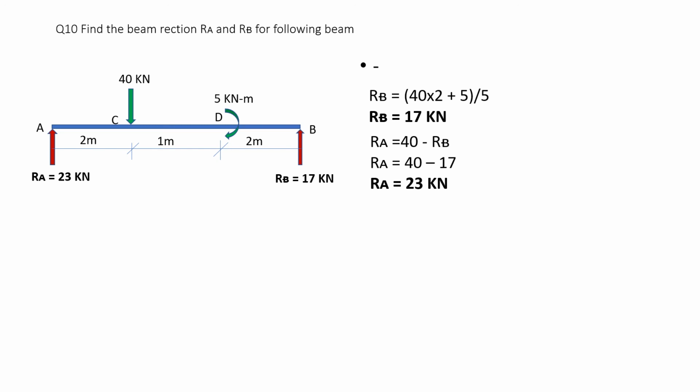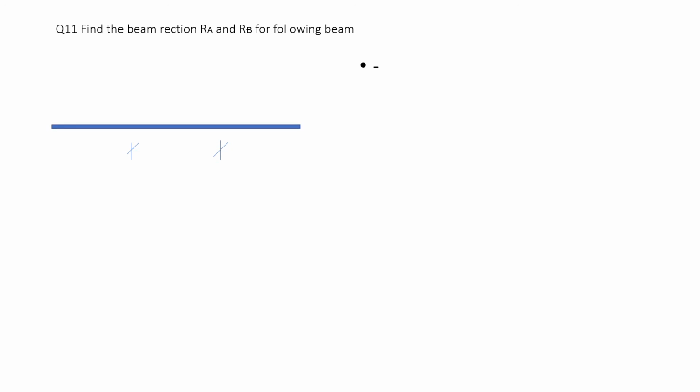Next, let us go to the next problem now. This is the beam, 2 meter, 1 meter, 2 meter. Now at C the point load is acting 30 kilonewton, and at D an anti-clockwise moment is acting 10 kilonewton meter.